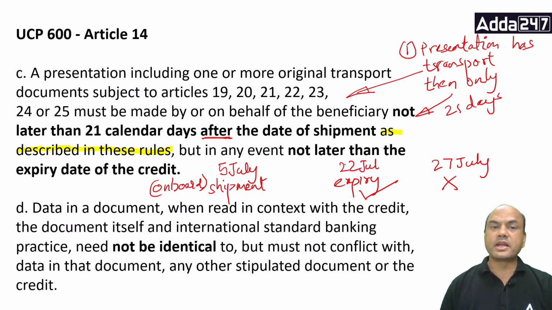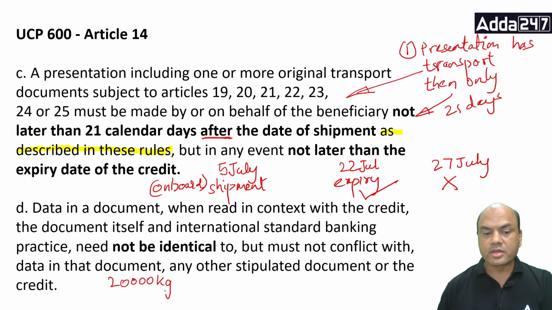It may not be identical. Means credit says 20,000 kg of mangoes, and invoice says 20 tons of mangoes. So then it's okay. 20,000 kg you can definitely convert. Credit says 20,000 kg, invoice says 20 tons. So this is okay, right?